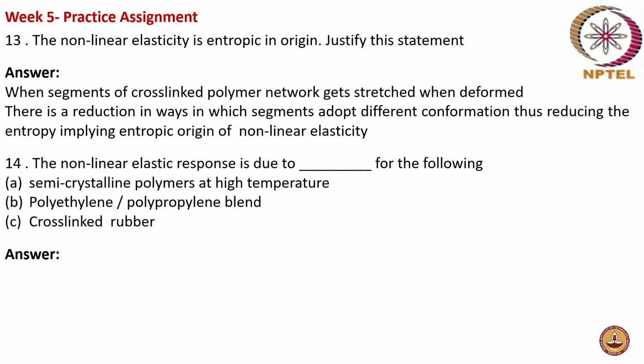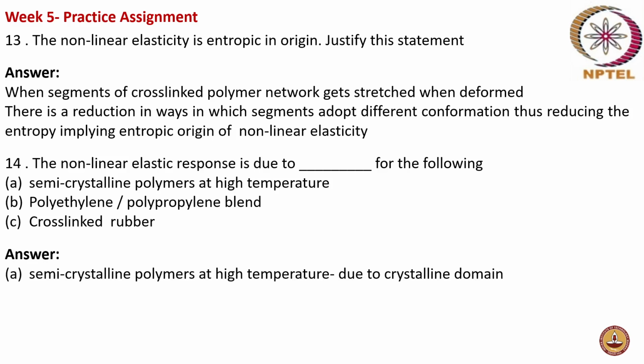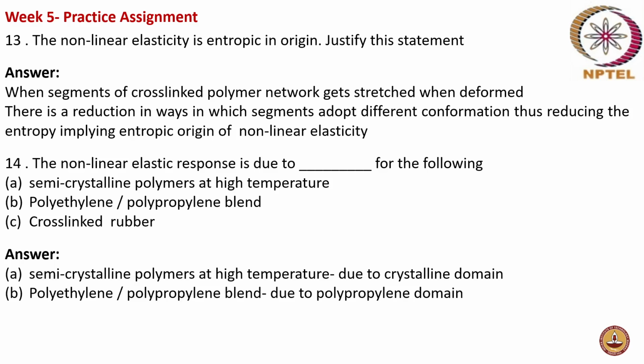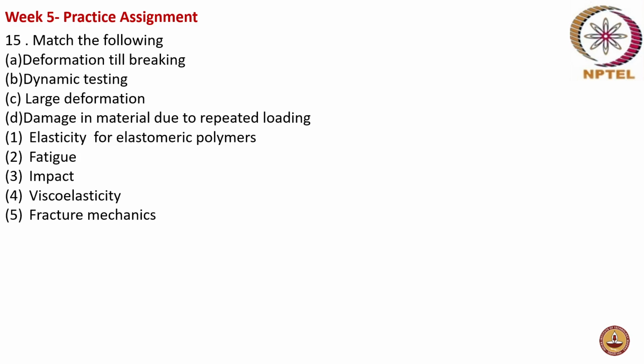Okay, let me say. For semicrystalline polymers at high temperature, it is due to the crystalline domain. So that is what it restricts. So that ultimately results in a non-linear elastic response. And in case of polyethylene polypropylene blend, the polypropylene is having a comparatively bulkier group. So that polypropylene domain leads to a non-linear elastic response. Similarly, in cross-linked rubber, due to covalent cross-link. Okay, now let's go on to the final question.